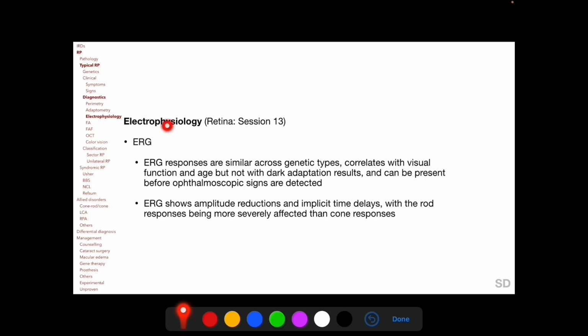We have discussed electrophysiology in session 13 of this section. Electroretinography responses from eyes with retinitis pigmentosa are similar across genetic types, correlate with visual function and age of the patient, and can be present before ophthalmoscopic signs are detected. And ERG responses from eyes with retinitis pigmentosa show amplitude reductions and implicit time delays, with the rod responses being more severely affected than cone responses, and this is very important to remember. In contrast, in cone rod dystrophies, which we will be discussing later in this session, cone responses are more severely affected than rod responses.